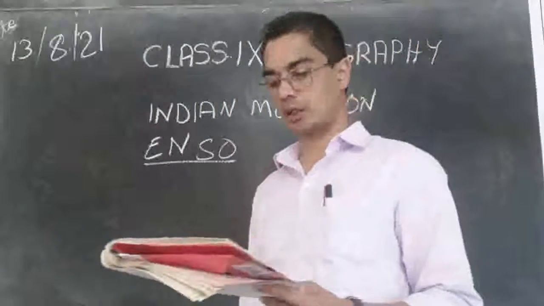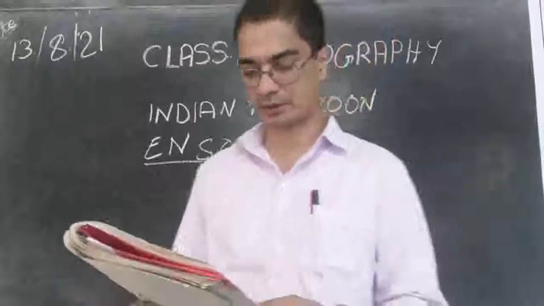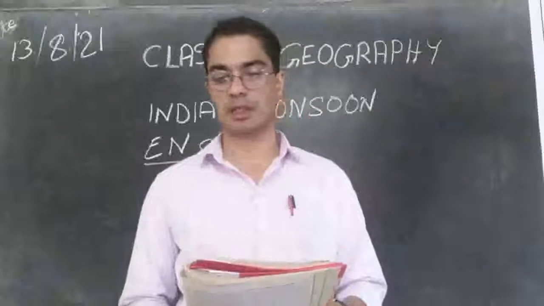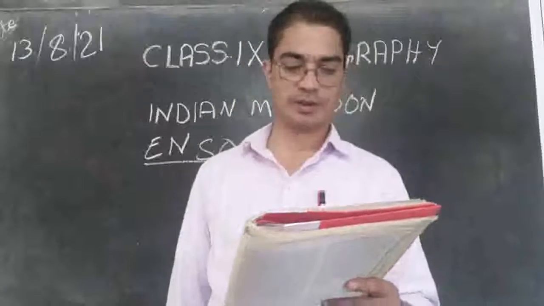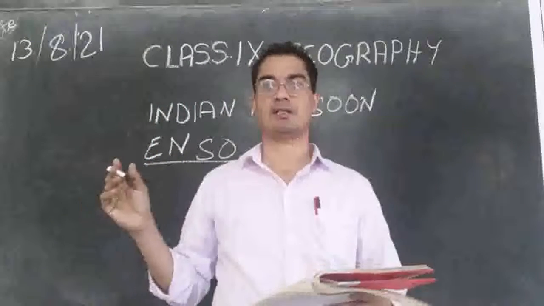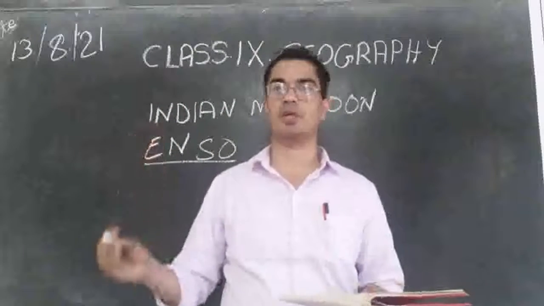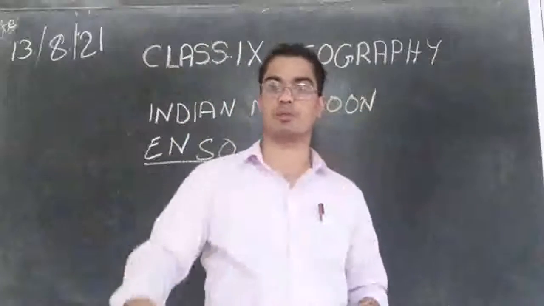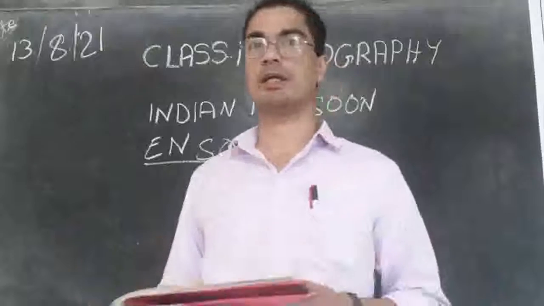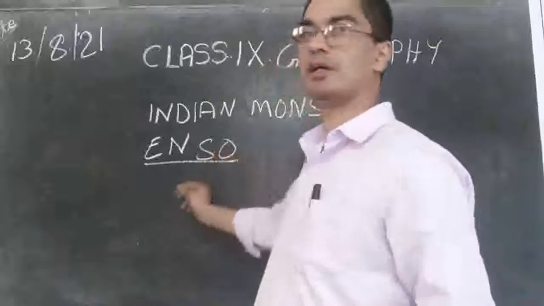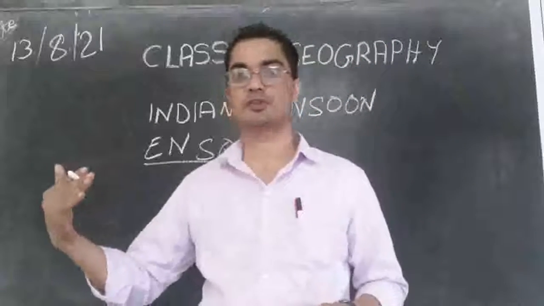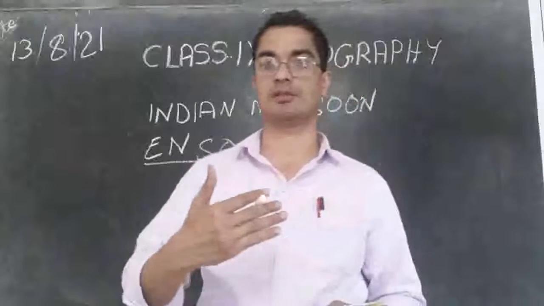One is Southern Oscillation. What is Southern Oscillation? It is a periodic change in the condition of the wind. We said from the Pacific Ocean the wind is blowing to the Indian Ocean, and sometimes it is reversing. From the Indian Ocean it is blowing to the Pacific Ocean. So that periodic change is called Southern Oscillation, SO. Then another one is El Nino. That is the wind that is blowing in the Peruvian coast.